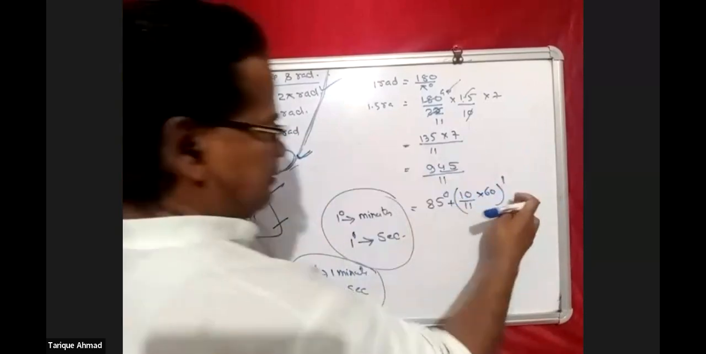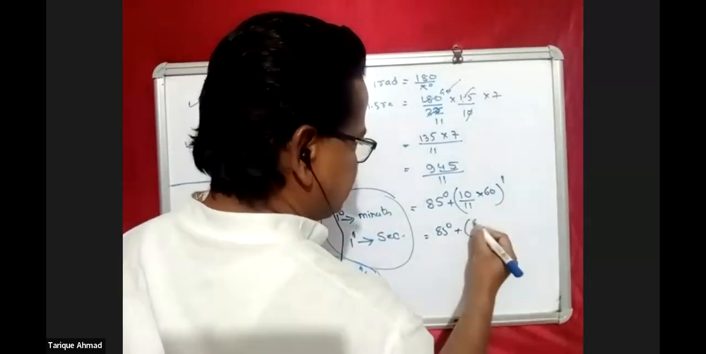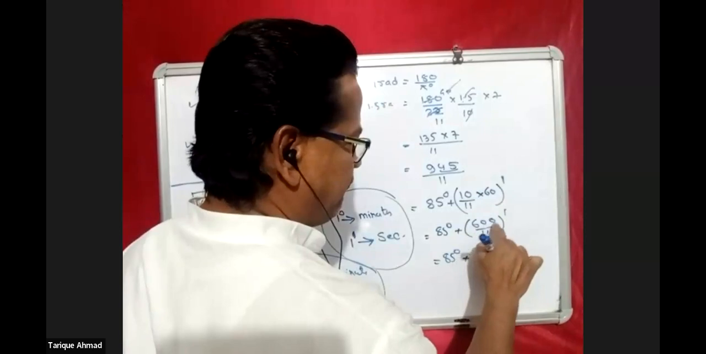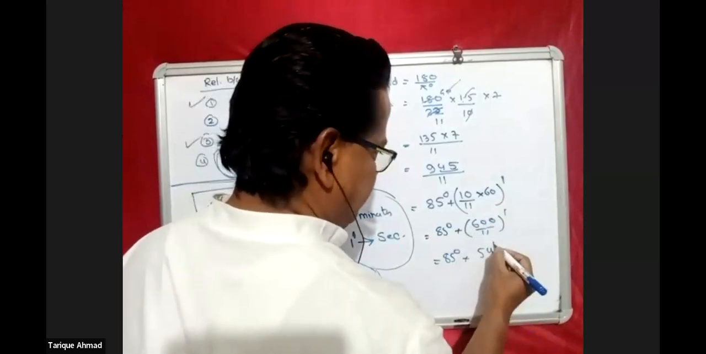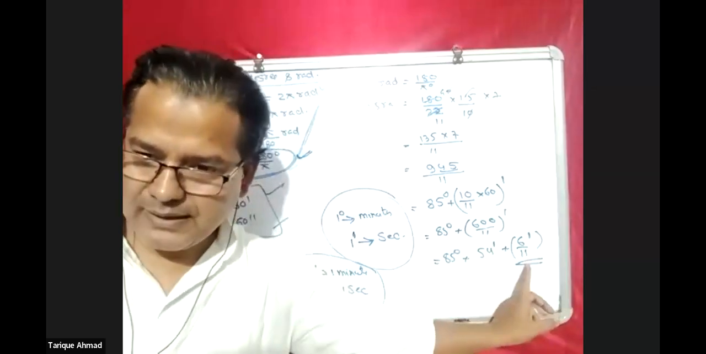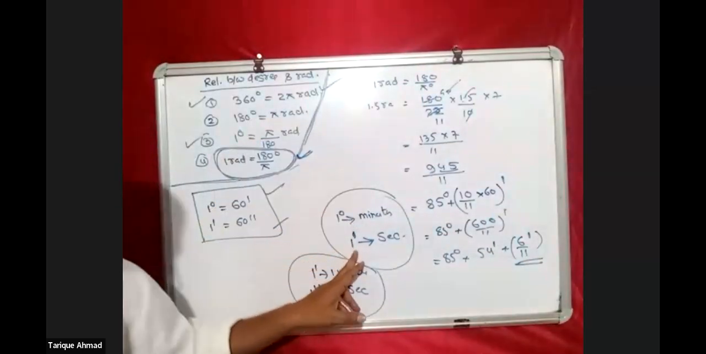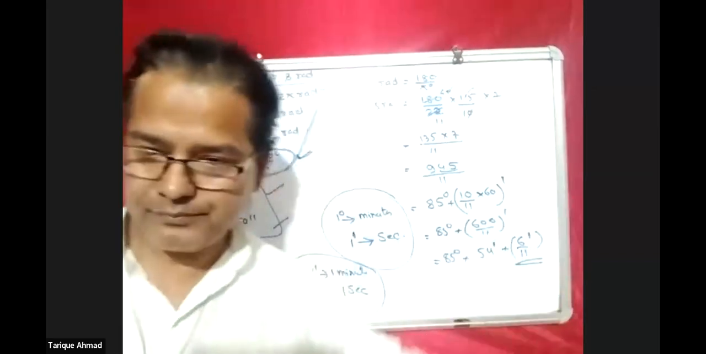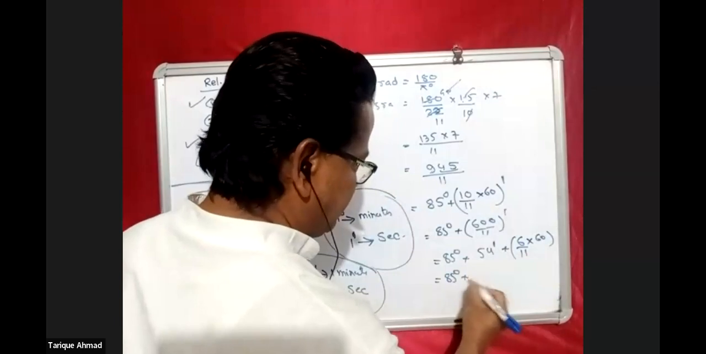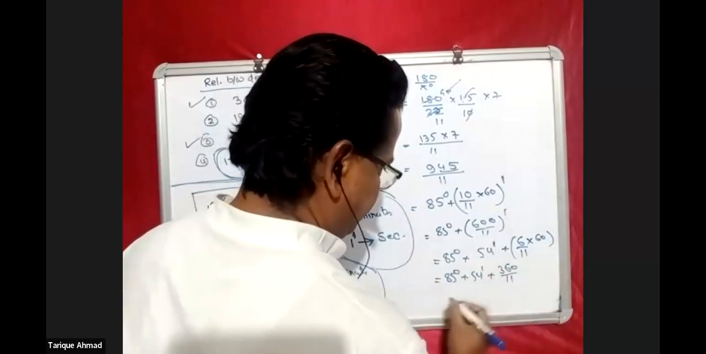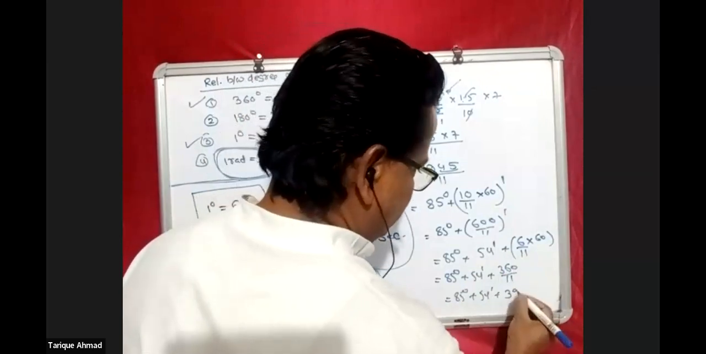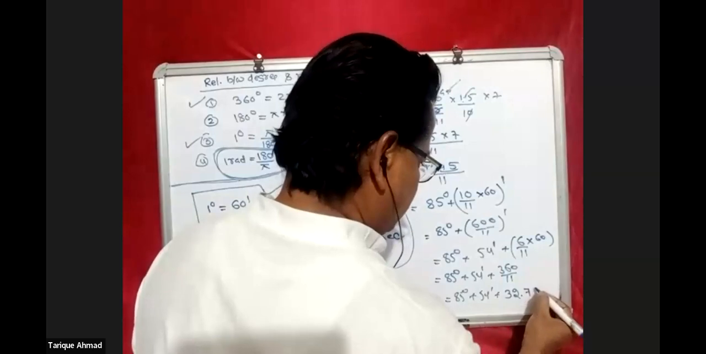So now this is minute. It will be 85 degree plus 600 by 11 minute. 11 5 ja 55, 50, 11 4 ja 44, minute, and then 6 by 11 minute. Now again, this is less than 1 minute. As I said earlier, if the angle is less than 1 minute, we have to convert that into second. How can we convert? Multiply by 60. Then 85 degree, 54 minute, 360 by 11. 11 3 ja 33, 30, 11 2 ja 22, 80, 11 7 ja second.